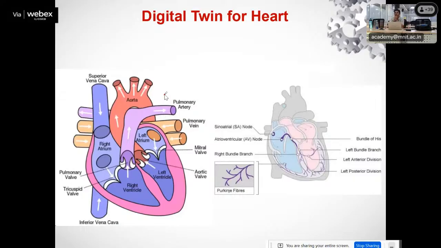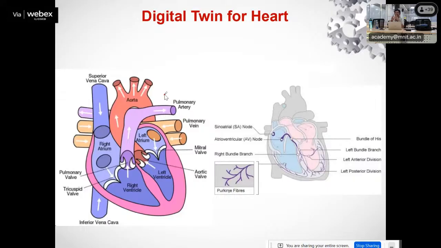So currently we have observed that the incidence of cardiac arrest or heart attack has increased drastically. It is now observed even at a very young age also. Basically, cardiac arrest occurs because there is some sort of malfunction inside your heart.